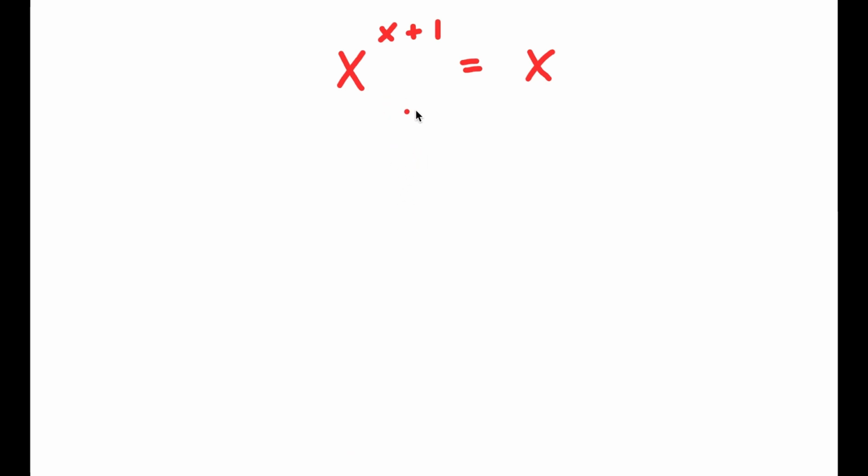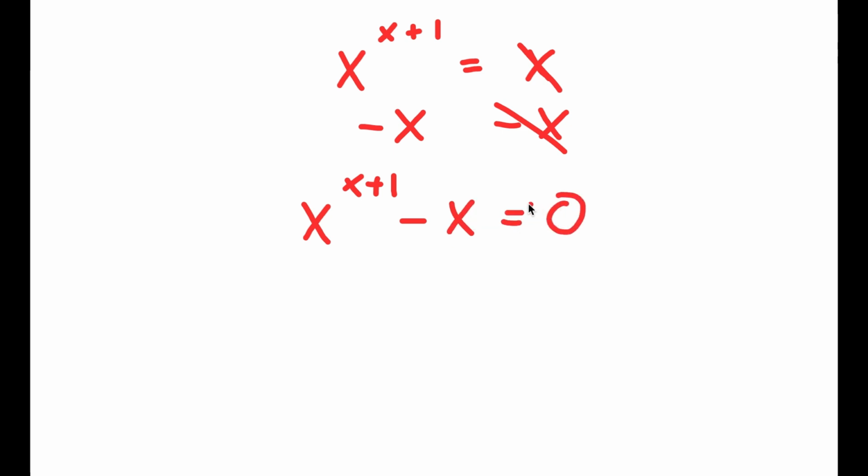Alright, so in this problem, I have x to the power of x plus 1 is equal to x. So to solve this, I'm going to start by subtracting x on both sides. So then these two cancel out, and I'm left with x to the power of x plus 1 minus x is equal to 0.